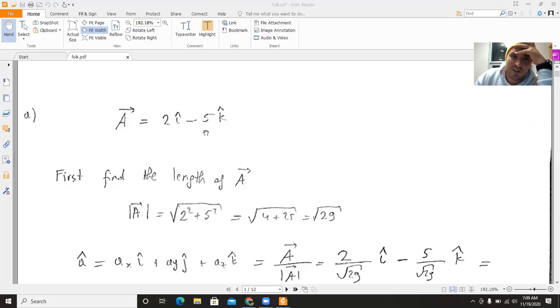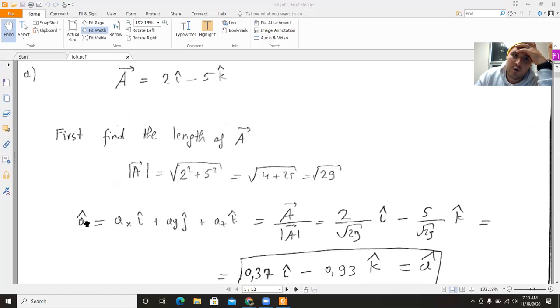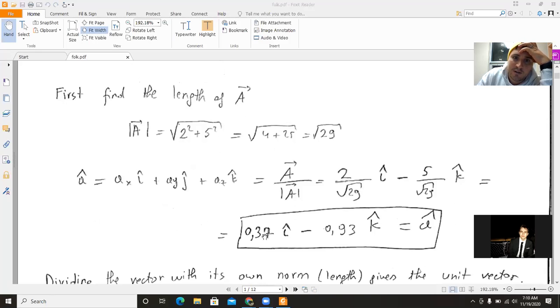So you find the length of this vector, which is the root of 29. I think everybody agrees with that. And what I denote by the lowercase a hat is the unit vector for this guy. That should be ax i hat plus ay j hat and az k hat, right? So I took this vector, divided by the length, and you get this guy here. You do the mathematical massaging, just calculate this with the calculator. You get 0.37i minus 0.93k. That should be the unit vector.